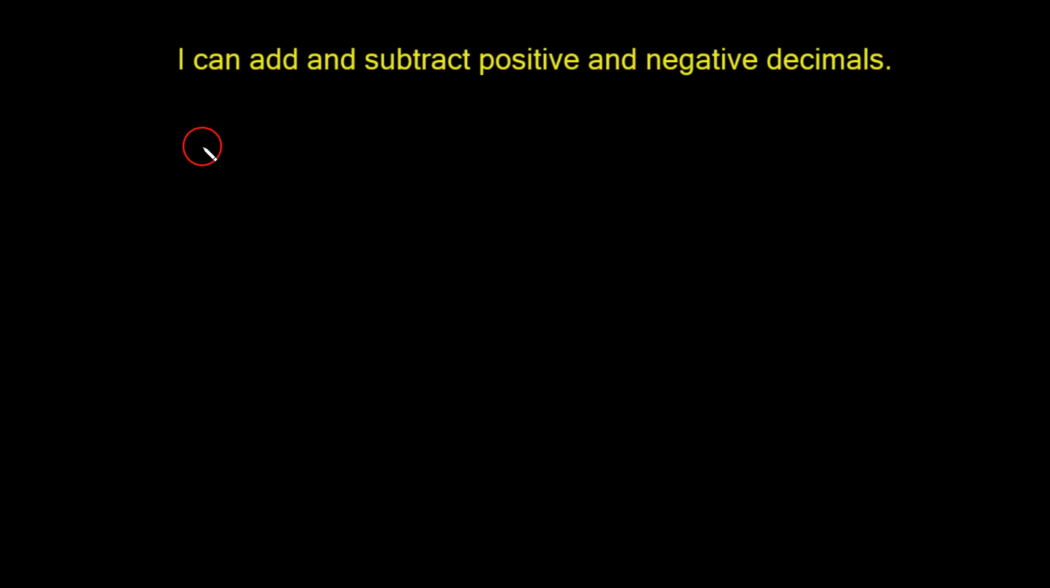So let's say we're to have this problem right here. So we have negative 2.85 plus positive 4.35. So let's use our rules for when we added a positive and a negative integer together and just extend that to decimals. So we have negative 2.85 plus positive 4.35.